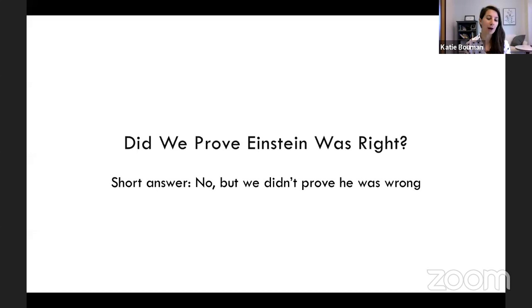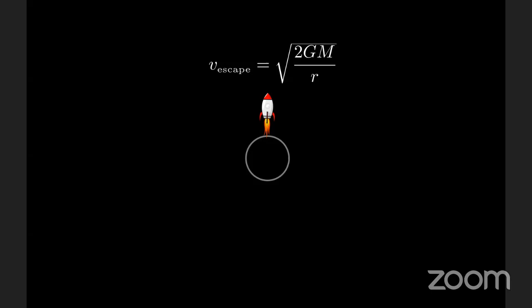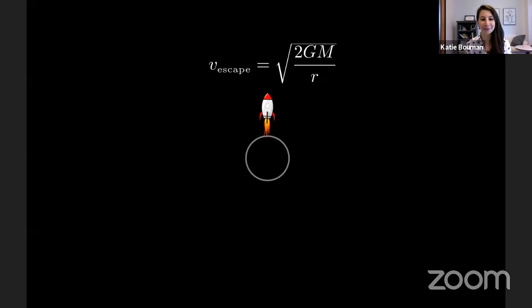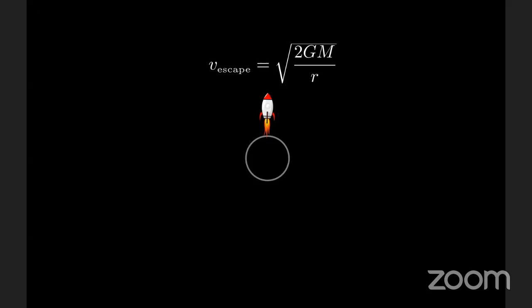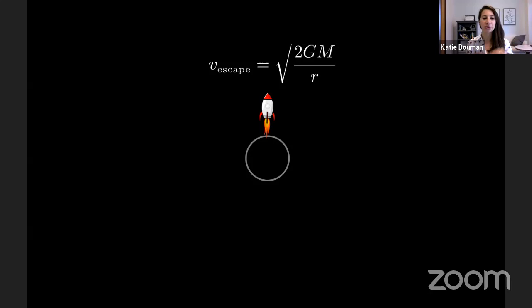For any size object, you can calculate its escape velocity, the critical velocity necessary for an object to launch off to infinity. You might remember it from high school physics: the square root of 2GM over r. Notice that this equation isn't dependent at all on the mass of the object you're trying to launch, but it is dependent on the mass of the object you're trying to launch from. So if we set the escape velocity to the speed of light, then light won't be able to escape, and you get this dark star, or black hole.